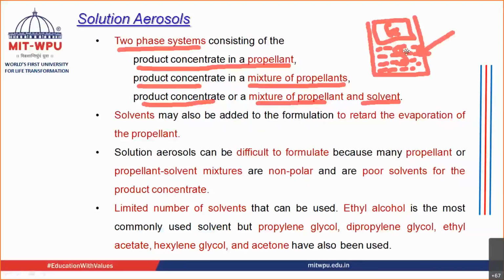So this solution system is made up of product concentrate, a propellant, a mixture of propellant, and along with a solvent. Now these solvents are added for many reasons. First of all, these solvents and co-solvents are added basically to solubilize your propellant and your product concentrate also. When you solubilize your propellant, it retards the evaporation of the propellant, and the propellant is there inside this system for a longer period of time.